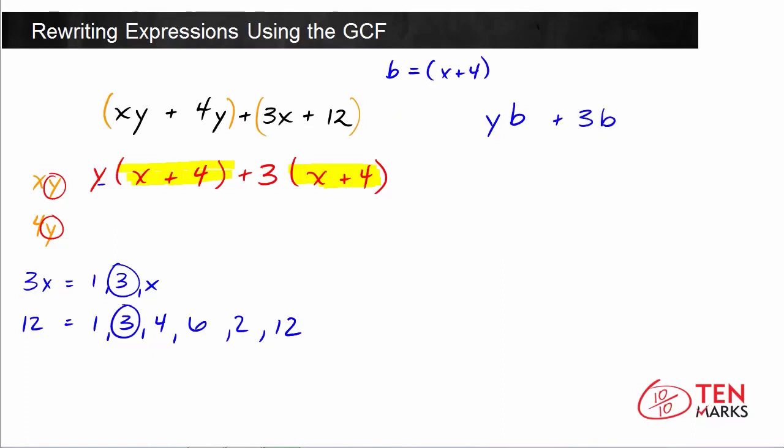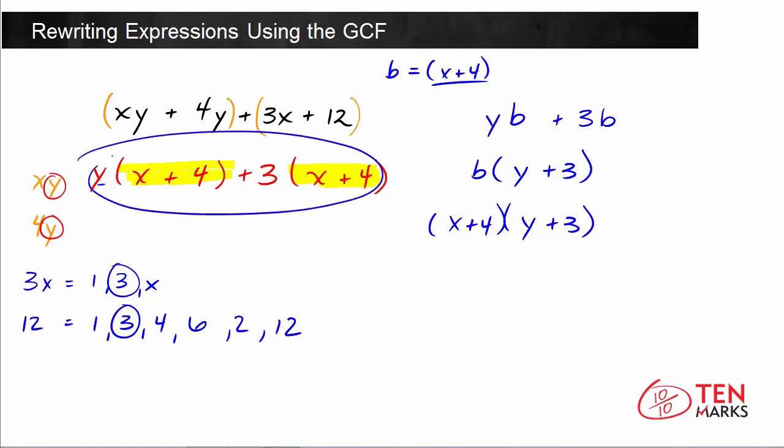Well, what could I do here? I could pull out the b, right? Y plus 3. And in this case, b equals what? Well, b equals x plus 4. So I'm going to substitute that. X plus 4 for b times y plus 3. So what I've done is I've taken this expression that had two binomials being added together, and then I turned it into a multiplication of two binomials instead. And this is the fully factored form of the expression we were given above.